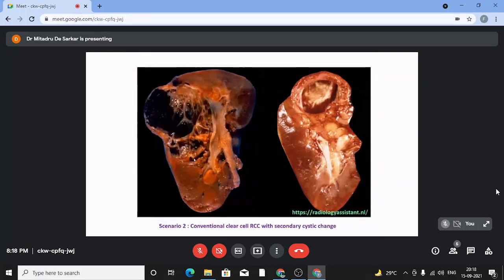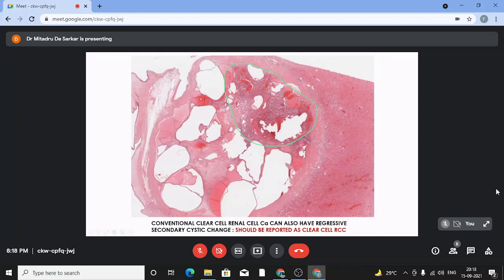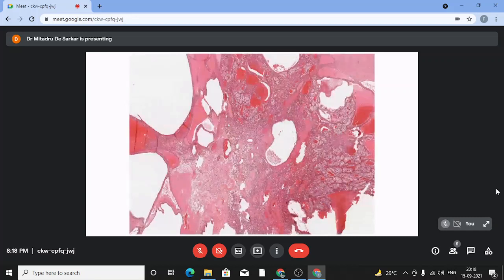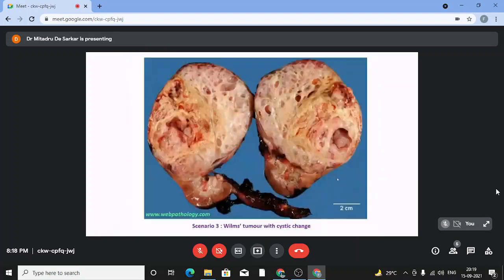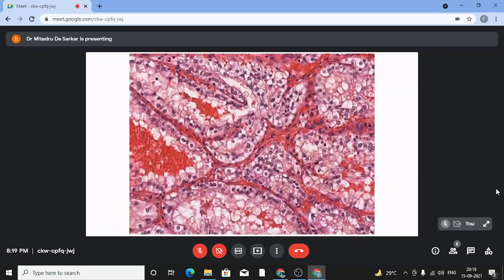And again, a conventional clear cell RCC can have extensive amount of secondary cystic change as to make it look cystic. But again, if you are seeing all this regressive change happening within the tumor in the form of hemorrhage, necrosis, etc., you should not be reporting, or you should not be even thinking about that family of cystic kind of tumors that I talked about, because this is just a conventional clear cell RCC which has got extensive amount of secondary cystic change because of hemorrhage and necrosis, etc. So you'll just pay attention to the fact that this has got this solid component which has got the conventional appearance of a conventional clear cell RCC. So you will report it as a conventional clear cell RCC.